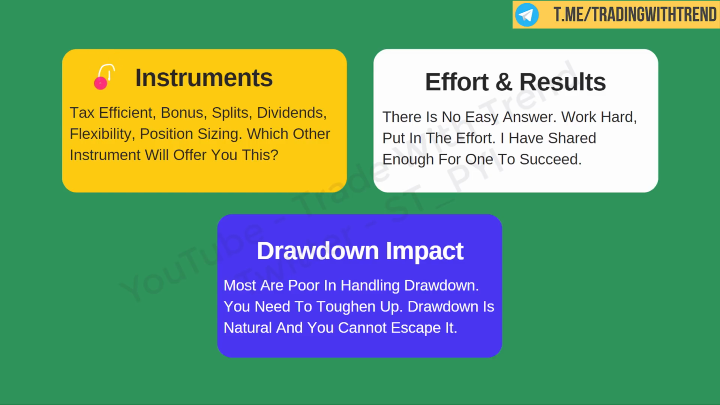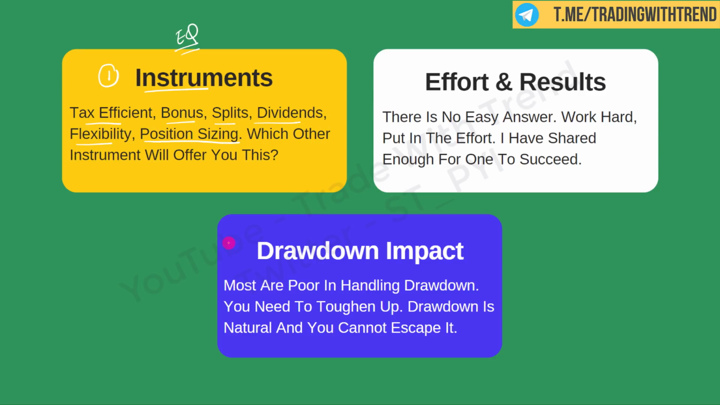The first one being the choice of instruments, which I have repeated many a times. Stick with equities, don't go into F&O segment. The main reason being that equities are tax efficient, bonus, you get the advantage of splits, dividends, they're flexible, they will help you compound your money over a period of time. There is no other instrument that will give you the benefit of position sizing when it comes to equities.